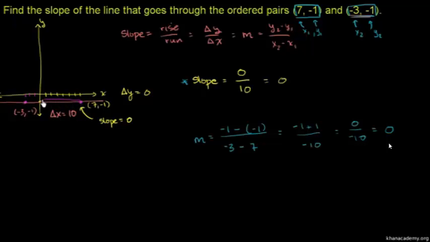So if we start over here, our change in x is going to be negative 10, but our change in y is still going to be 0. So regardless of how you do it, the slope of this line is 0. It's a horizontal line.